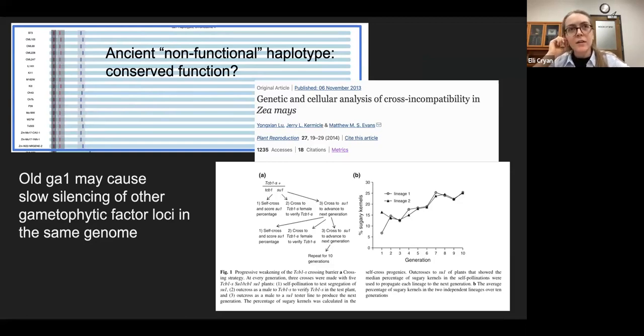All the way back in 1901, the original way that these factors were noticed was this non-Mendelian segregation in the ears. By looking at the percentage of sugary kernels that result from backcrosses to individuals that have the active barrier, you can get a sense of how active the barrier remains over many generations. The background that they used for the non-functional version of the barrier was W22, which when we looked at our haplotype groups, belongs in this non-functional background. Over about 10 generations, you see complete silencing of TCB1 when you're crossing into a background that has this conserved non-functional W22. So we think that this may somehow be playing a role in slow silencing of other loci when the locus is in the same genome as another active barrier.